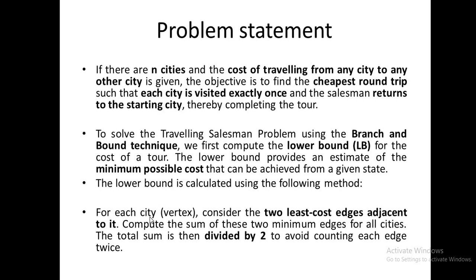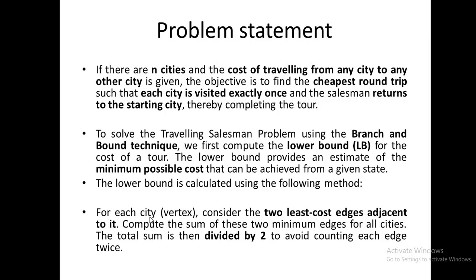So, problem statement. If there are n cities and the cost of traveling from any city to any other city is given, then we have to obtain the cheapest cost, such that each city is visited exactly once, and returning to the source node, the starting node, computes a tour.